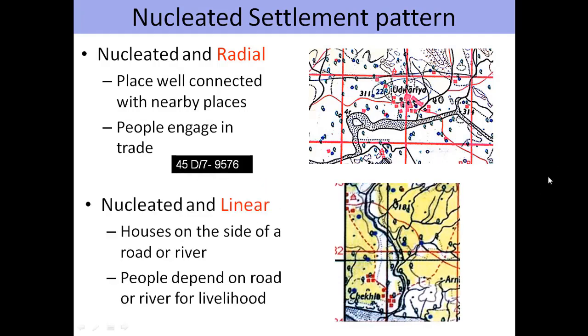Another type is nucleated and linear. Here you can see nucleated settlement along a mode of transport like a footpath or cart track, and they develop near the roadside and people depend on the road or river for livelihood. Example, one can see this in grid square 9274 in 45D7.